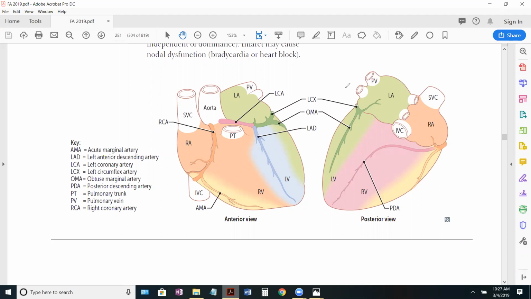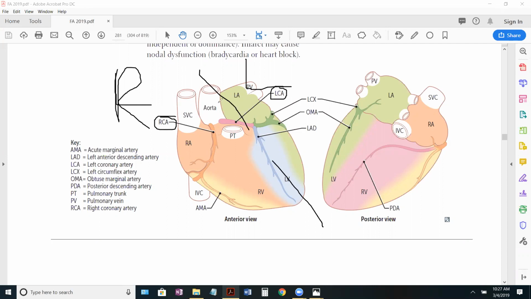Okay, let's talk about it in a systematic way. Just like nature has given you the left and the right heart, similarly, your blood supply is left and right. There is a left system arising from the left coronary artery, and there is a right system arising from the right coronary artery. Remember that these are the only two branches that arise from the ascending aorta. There is no other branch of the ascending aorta.